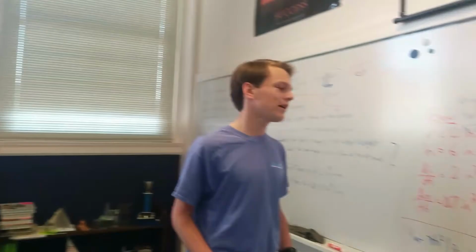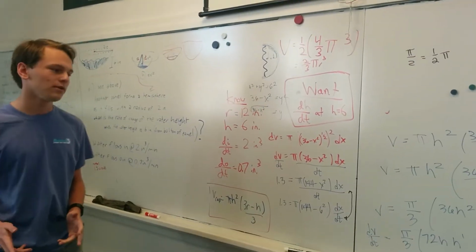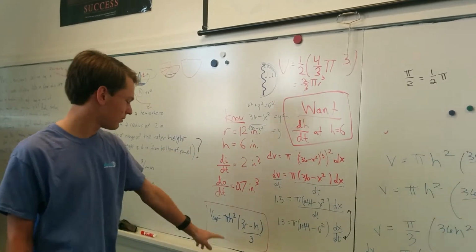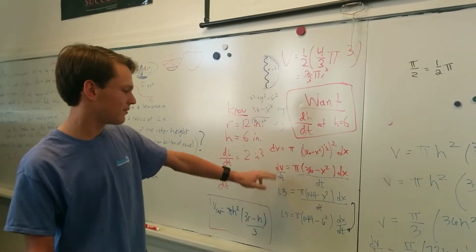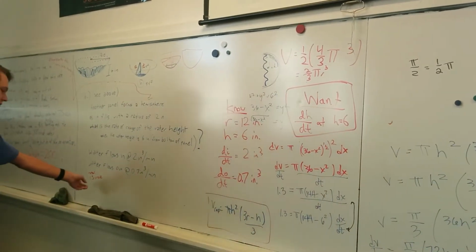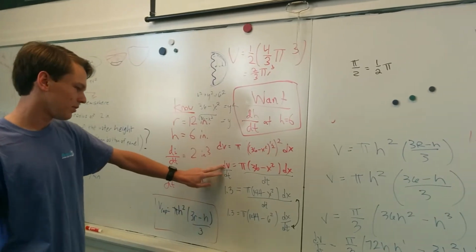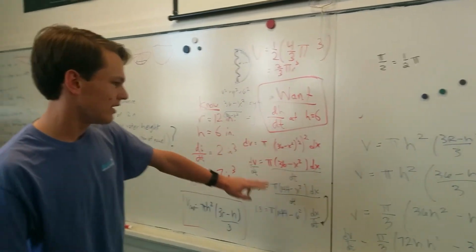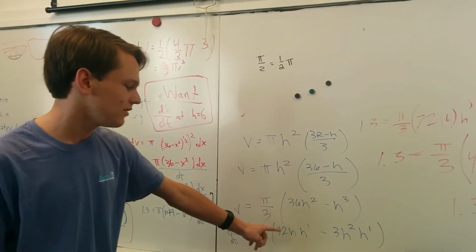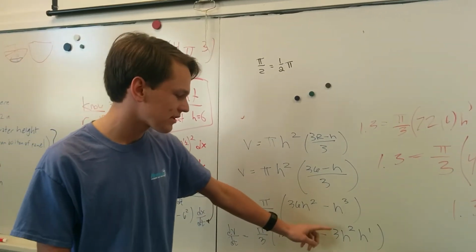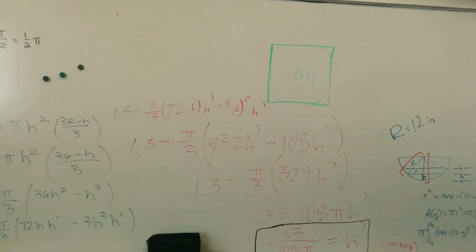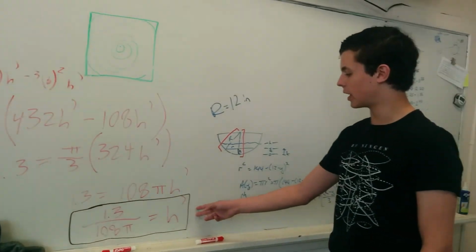Yeah, so what we need to find now is the derivative of this volume because we want to find the rate of change of the height. So we took the volume of the cap, which we have written again here, and we derived it. We plugged in for dV/dt, which we know is 1.3, and we plugged in 12 for our total radius. And after deriving this, we come up with this formula here: pi over 3 times (72h times h prime minus 3h squared times h prime). And then we plugged in values for that. And that's how we got the rate of change of height over time.